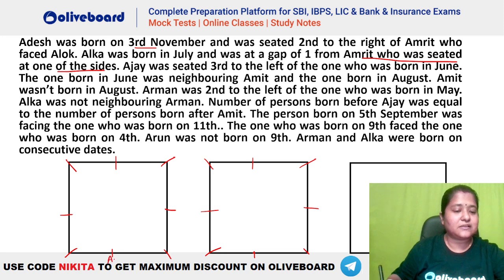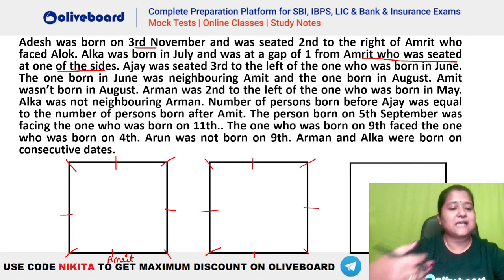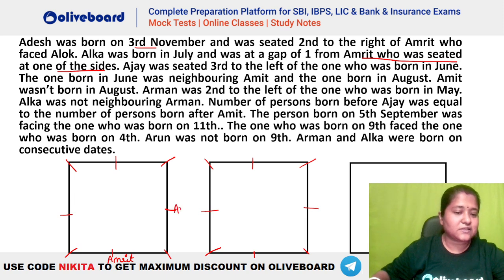So let's say Amrit is here, right? Let's say this person is Amrit. Now this person, Alka, is born in July and is at a gap of 1 from Amrit. So that means either can be second to the left of Amrit or second to the right of Amrit. But it is given that Adesh is born on 3rd November and is second to the right of Amrit. That means we know that Adesh has to be this person.